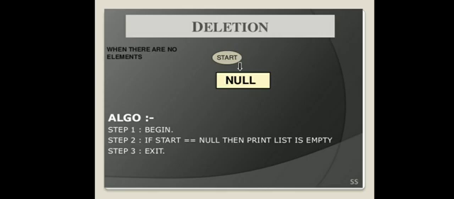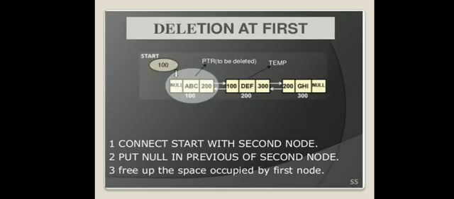If you want to delete a node, there are three operations which can be performed. First, you can delete a node at the beginning, at the last, and at a given position. So the algorithm: step 1, begin. Step 2, if start equal to null, then print list is empty. It shows that if the start is empty, there are no nodes in the linked list, then it is impossible to delete the node, so we have to exit.